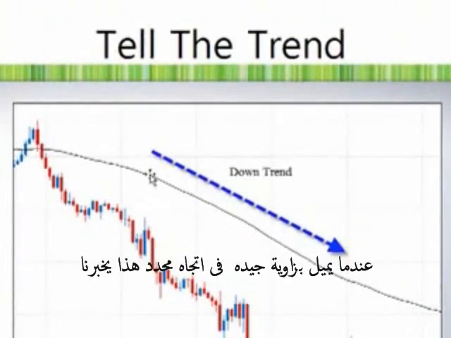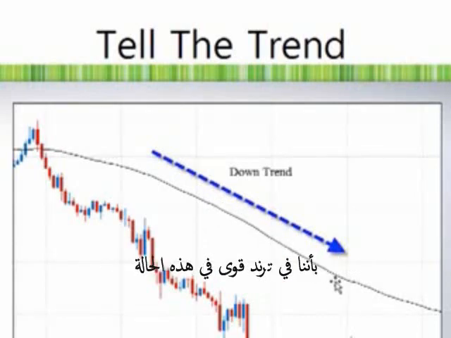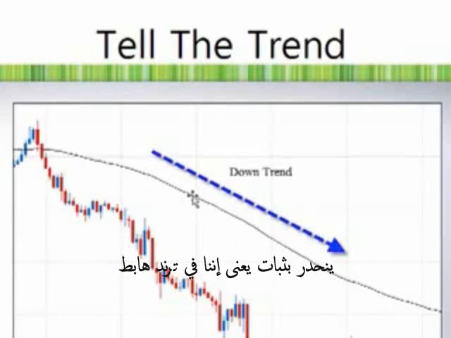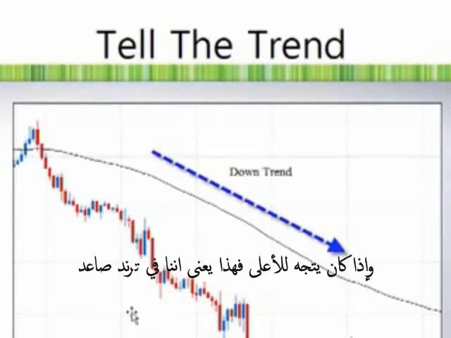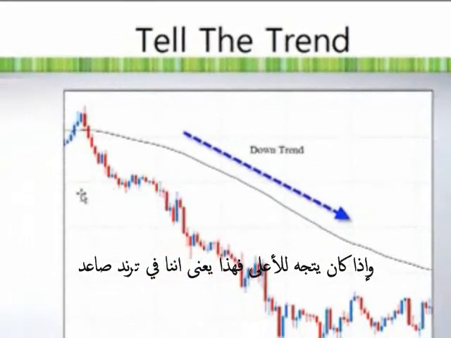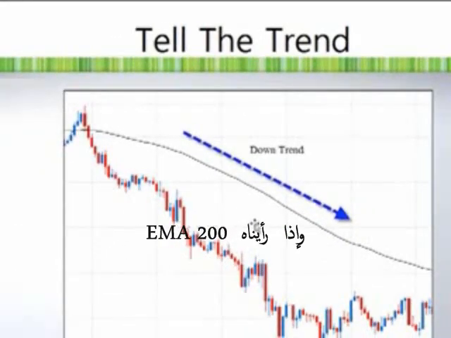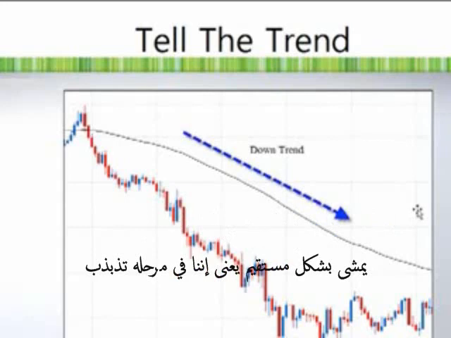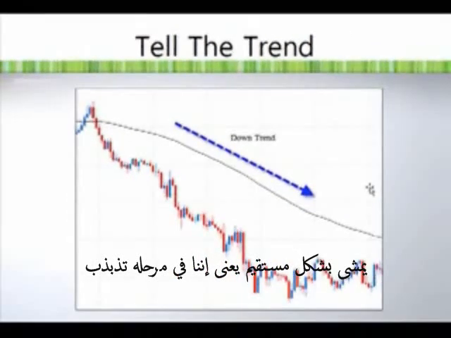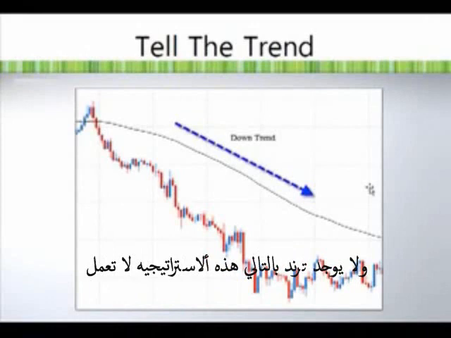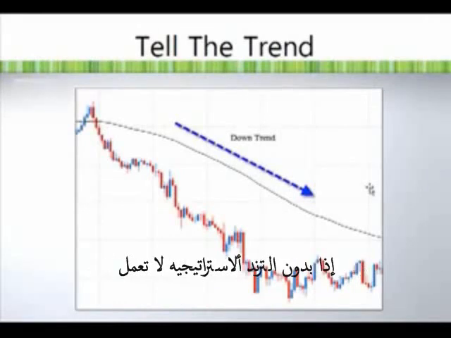When the 200 EMA is sloping with a good angle in a particular direction, it is telling you that it's in a strong trend. In this case, you can see it's sloping downwards in a steep gradient, so basically it's in a strong downtrend. If it's sloping upwards with a good gradient, it's actually an uptrend. If you see the 200 EMA pretty flat, you know that this is a state of consolidation, and therefore there's no trend, and this strategy doesn't work. When there's no trend, this strategy doesn't work.